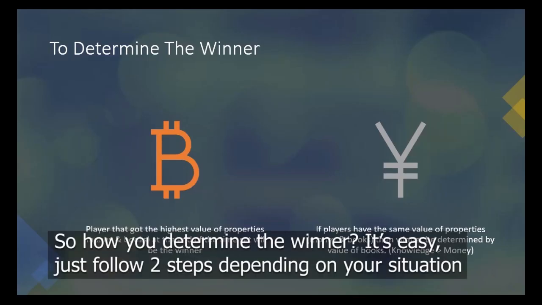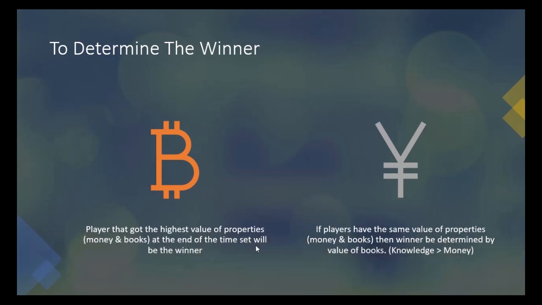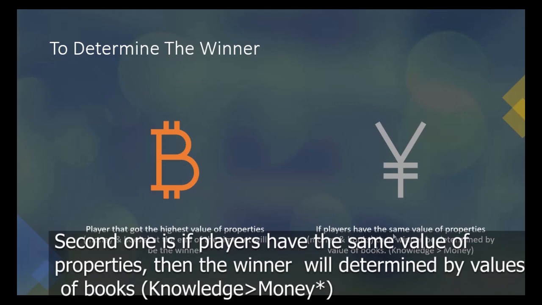So how do you determine who is the winner? It's easy, just follow 2 steps depending on your situation. The champion is the player that got the highest value of properties, which is books and money, at the end of the time set. Second one is if the players have the same value of properties, then the winner will be determined by the value of books, because knowledge is more valuable than money.